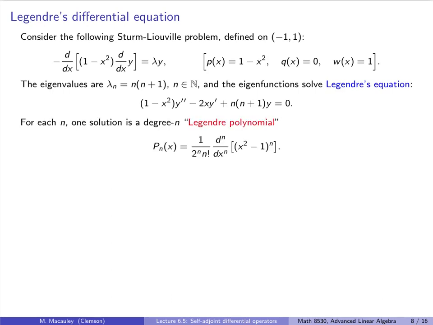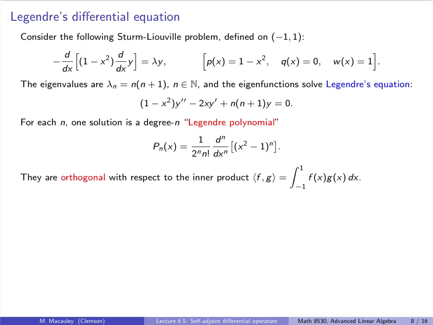For each n, one of the solutions of this equation, which you have to solve using the power series method, and when you do that, one of those power series ends up terminating, becoming a polynomial. That's called a degree n Legendre polynomial. A concise way to define it is recursively like this: 1 over 2 to the n times n factorial times the nth derivative of (x squared minus 1) to the n.